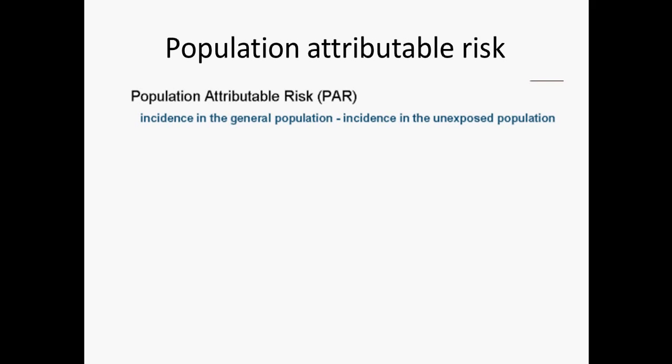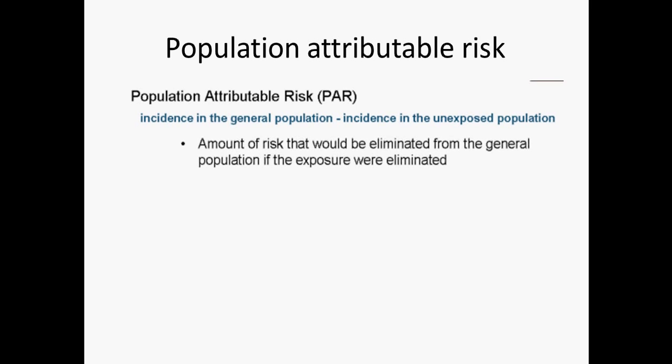So what is population attributable risk? It is the amount of risk which would be eliminated from the general population if the exposure were eliminated. So in population attributable risk, we talk about risk in terms of the general population. We do not talk about only the exposed or only the unexposed. We talk about the general population.